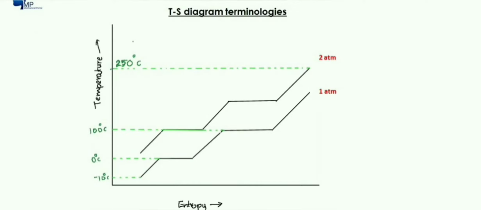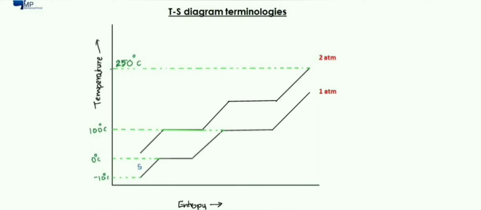A TS diagram is basically a graph between temperature and entropy. Temperature is on the y-axis and entropy on the s-axis. In this graph I have plotted the TS diagram for water. At minus 10 degrees Celsius it will be ice, and at 1 atmospheric pressure, 1 atm, I am heating this ice from minus 10 degrees Celsius to 250 degrees Celsius, and I am observing the phase changes between these two temperatures. The beginning is from minus 10 degrees Celsius where the phase is solid, that is ice.